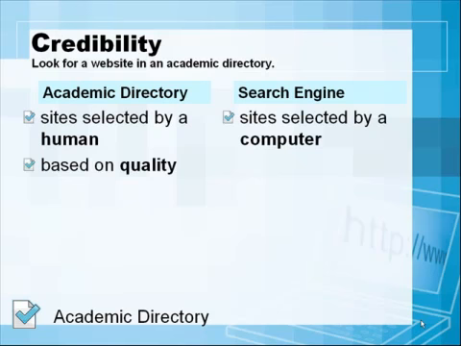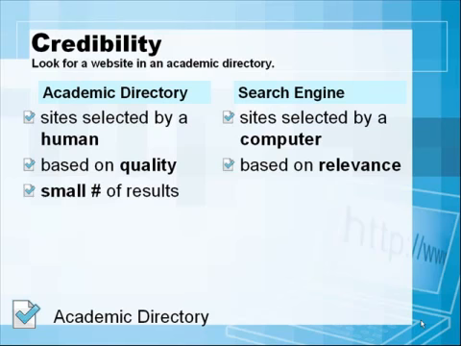The sites in an academic directory can be based on quality because a person is evaluating them. But the sites that come up in search engine results are only based on relevance, relevance to how well they match the words that you put in the search engine query box. There's a smaller number of results in an academic directory, but they're of higher quality. And there's a very large number of results usually in a search engine, but they really vary in quality.